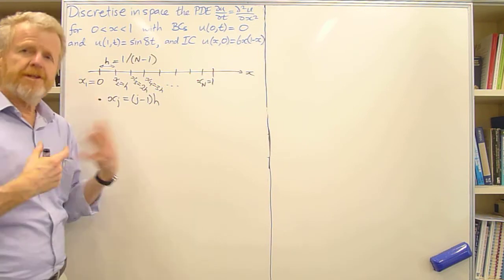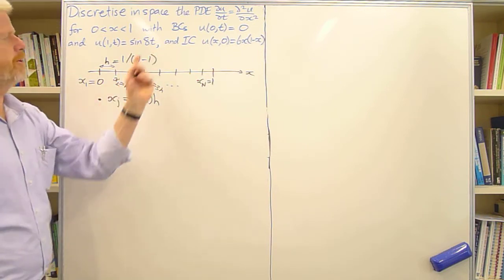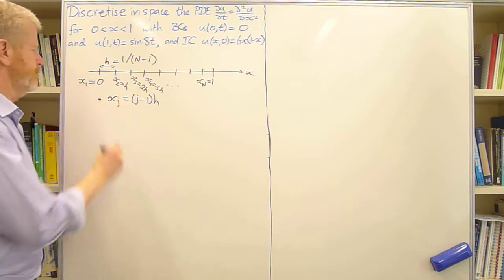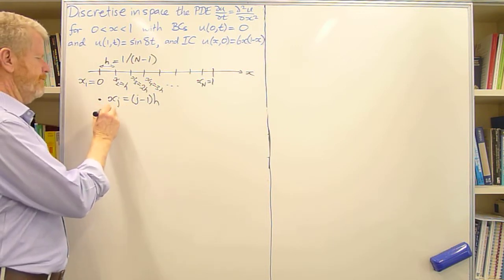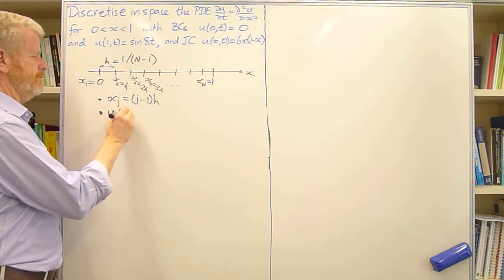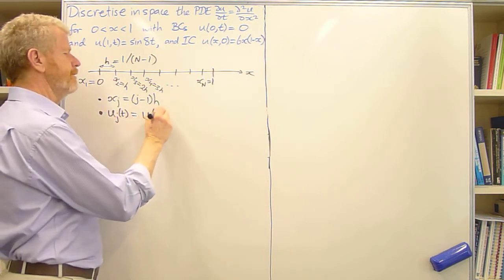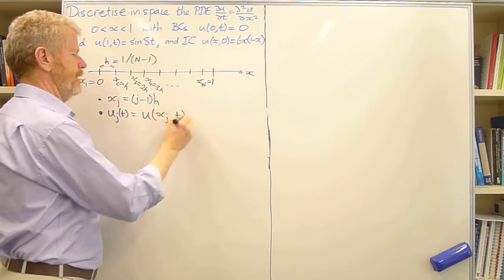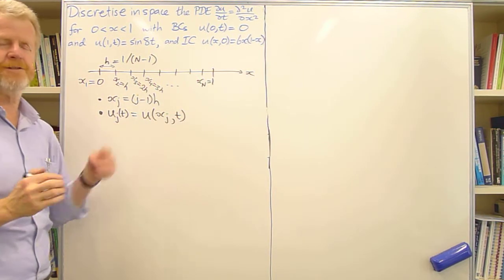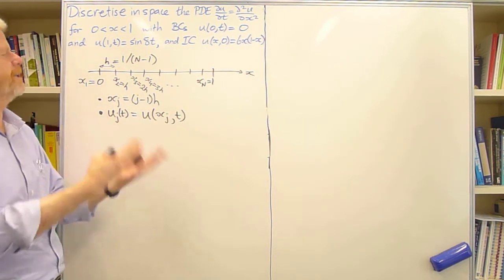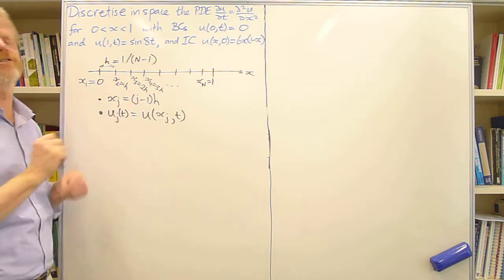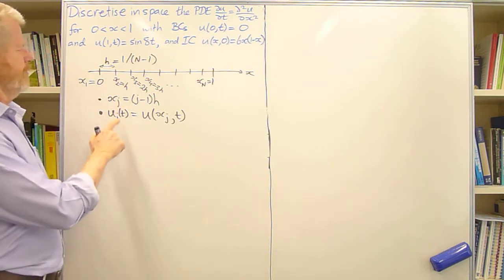Now, what we're going to do is keep track of the value of the field u at each of these points. So a key variable that we're going to deal with is u at the jth point. That's u evaluated at xj, and that will be a function of time. And we're going to find differential equations for its evolution in time for each of these.